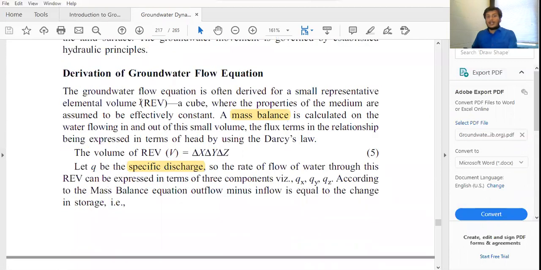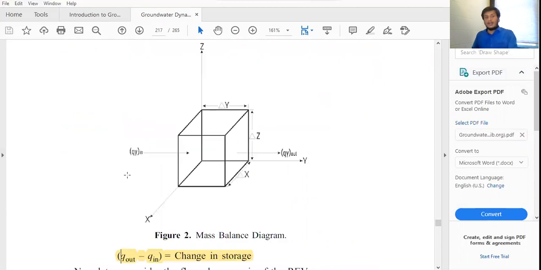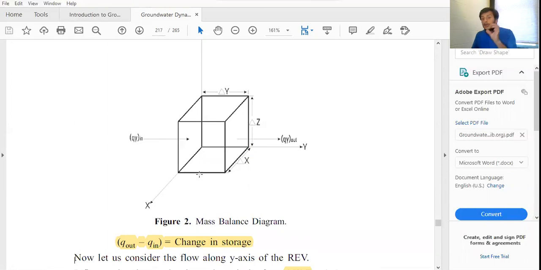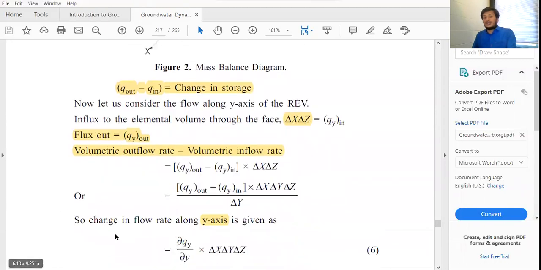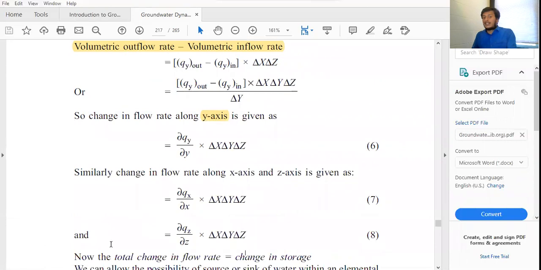Here there is the REV, representative elemental volume, where they study the mass balance of water flow in a small volume. Delta x, y, z are the dimensions of that REV. Then they calculate the change in storage, Q in and Q out, discharge in and discharge out. They sort it out in the Y direction and get this equation. Similarly, they get it for the X and Z axes.